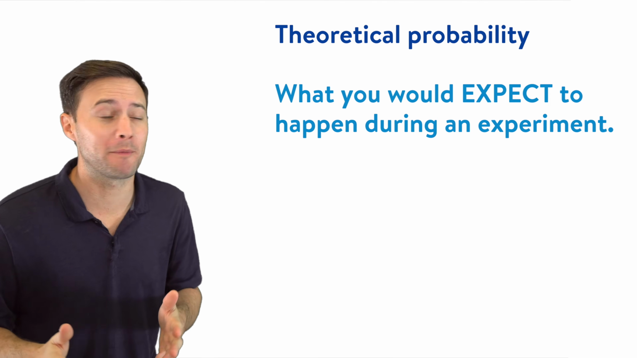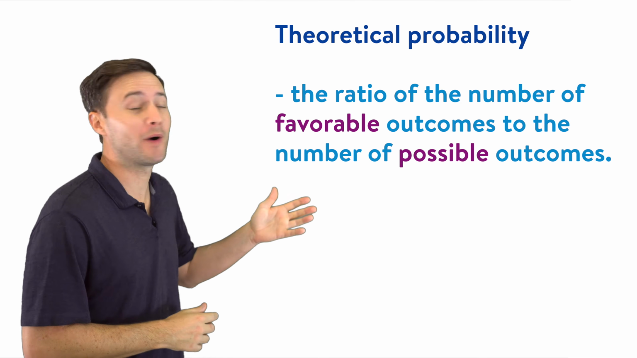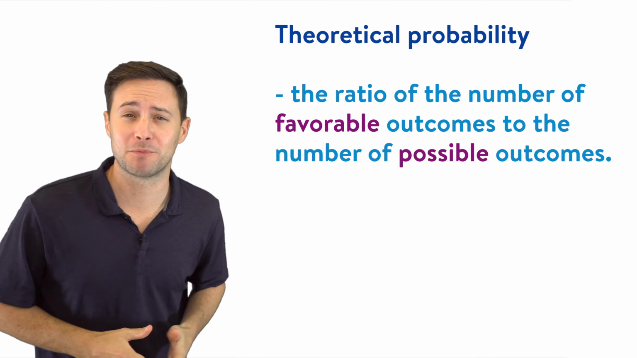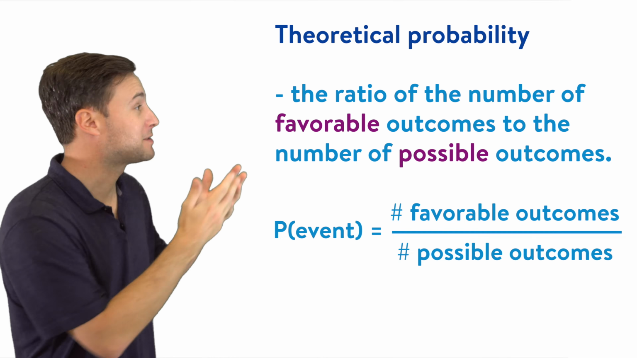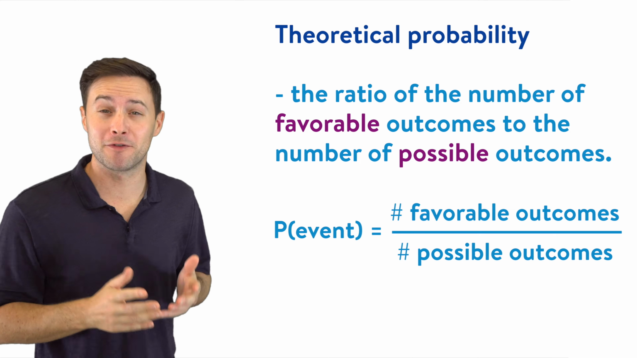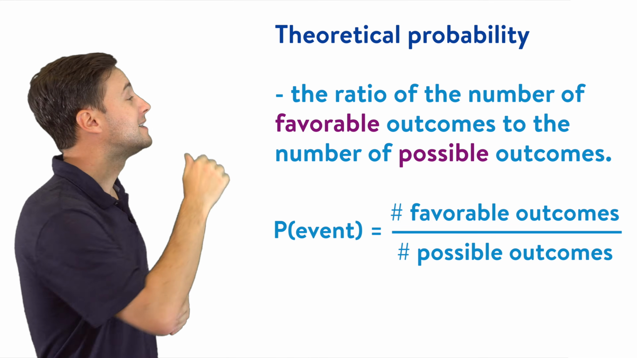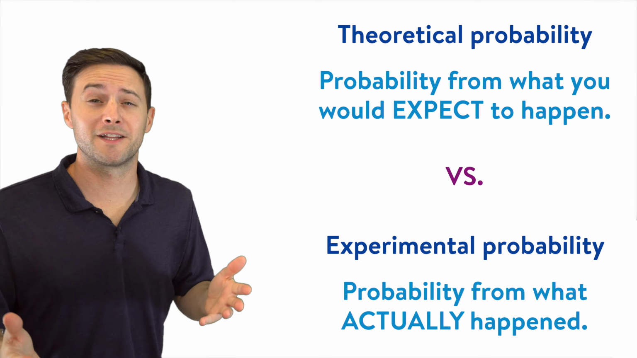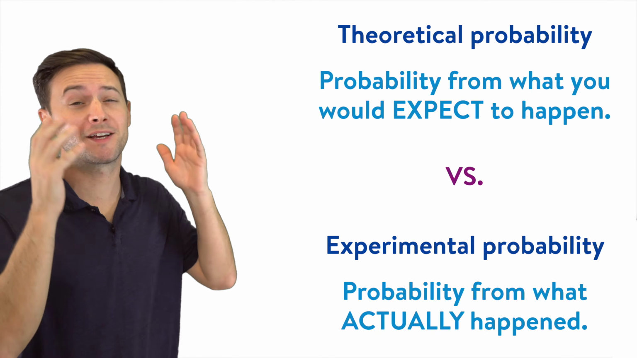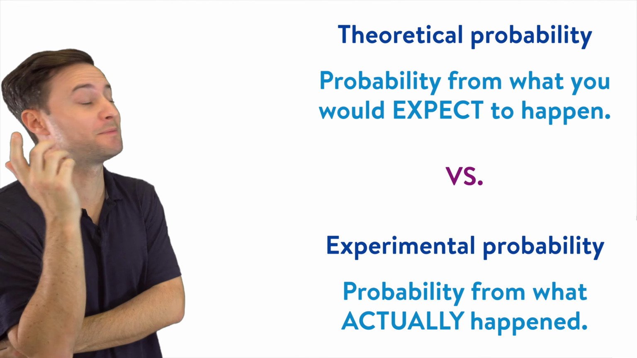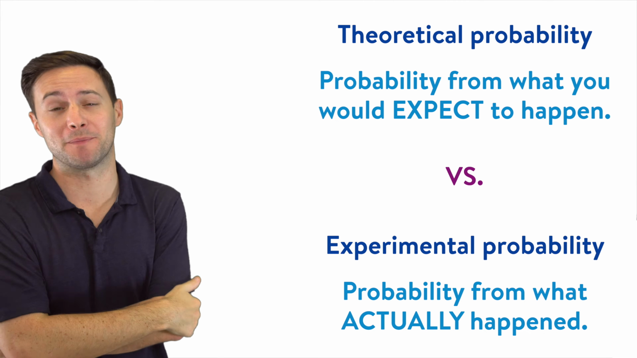But a theoretical probability is just the ratio of the number of favorable outcomes to the number of possible outcomes. And to calculate it, it's pretty simple. The probability of your event is equal to the number of favorable outcomes, what you're looking for, divided by the total number of possible outcomes. So basically, a theoretical probability is based on what you would expect to happen, whereas an experimental probability is based on what actually happened in your experiment. All right, hopefully all that makes sense. Let's move on to our first example.